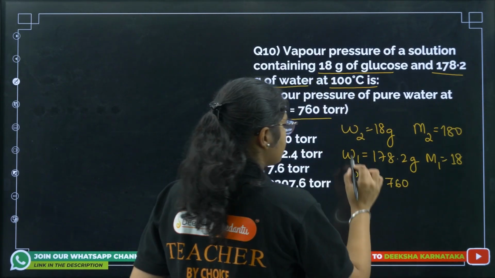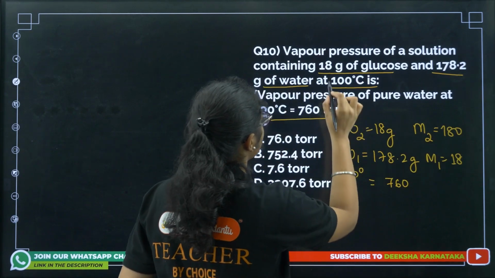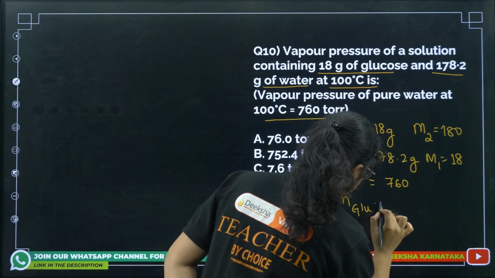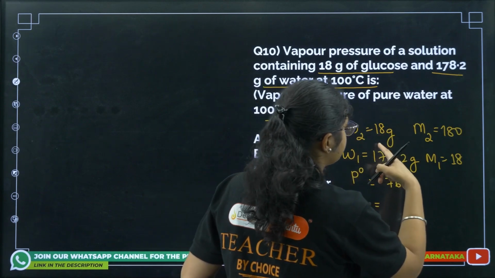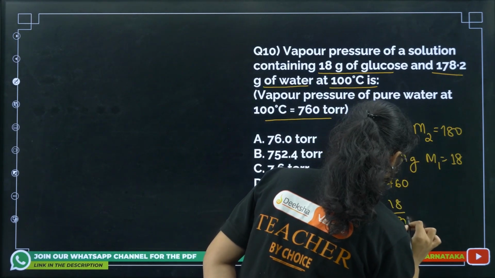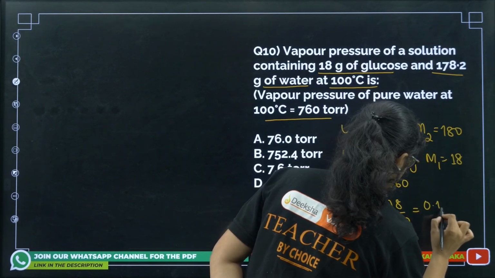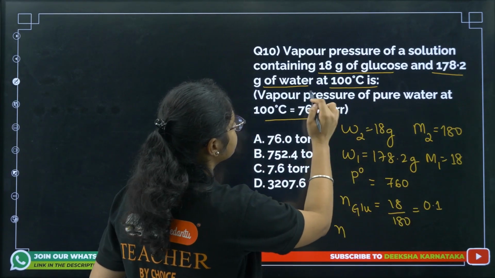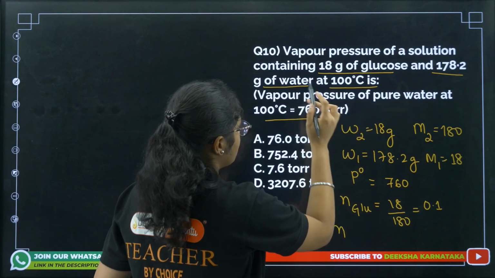Okay. So now I want to calculate the number of moles of glucose. Number of moles of glucose will be given mass by molar mass. So 18 by 180, that will be 0.1. Okay. Next, the number of moles of, I have glucose and then water.